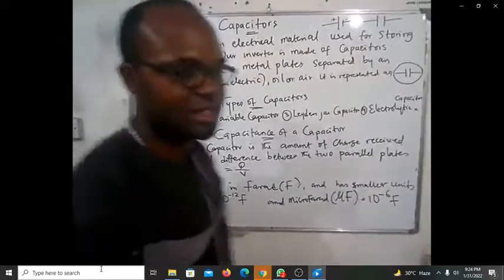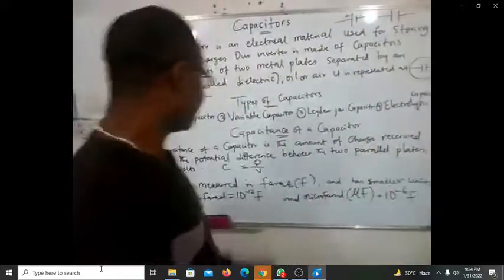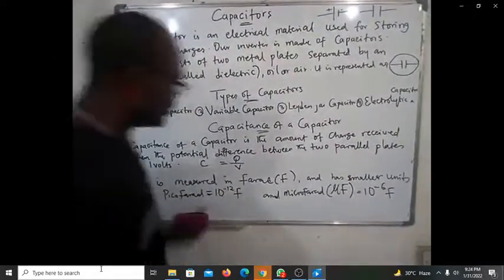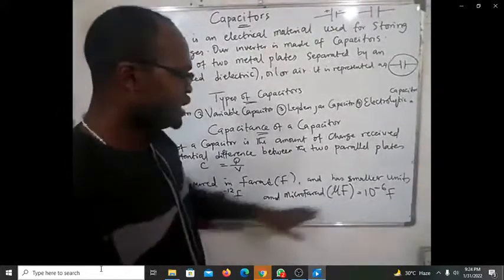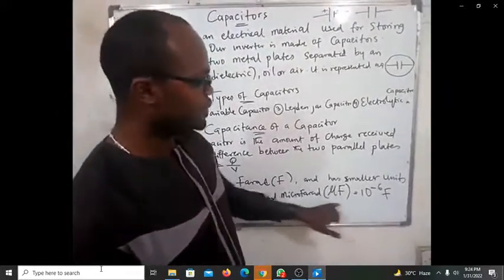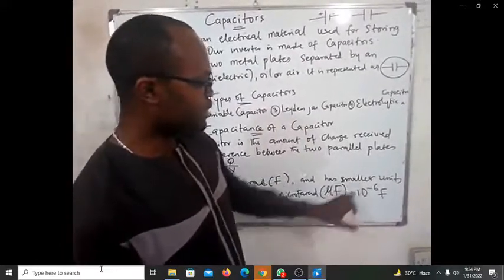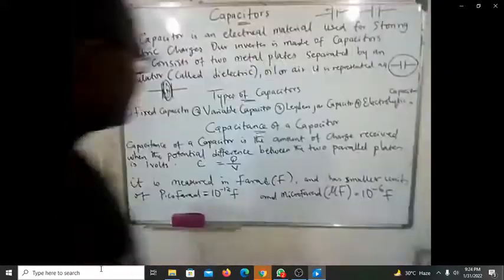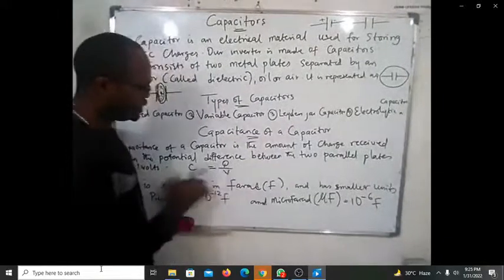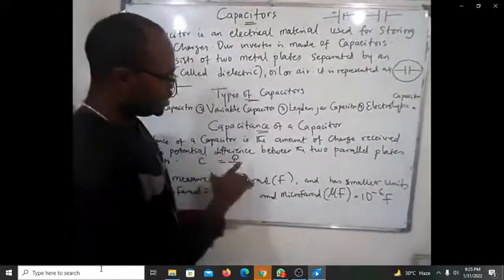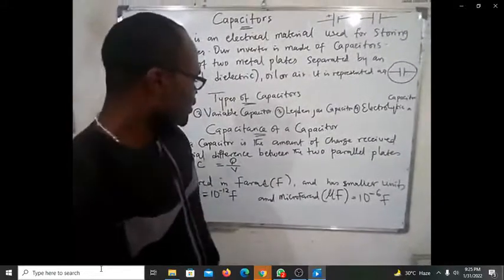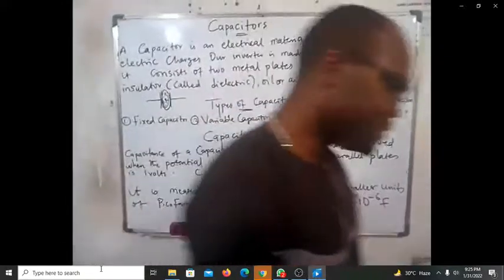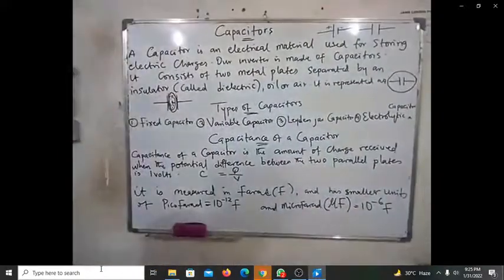Farad is the SI unit, the basic unit for measuring capacitance. It has smaller units like the picofarad, which is 10 to the power minus 12 farad, and the microfarad, the most commonly used smaller unit, which is equal to 10 to the power minus 6 farad. In subsequent calculations, we are going to be using this formula: capacitance is equal to quantity of charge over potential difference. In the next class, we are going to be looking at the factors that affect the capacitance of a capacitor.